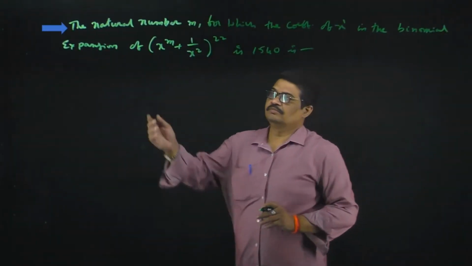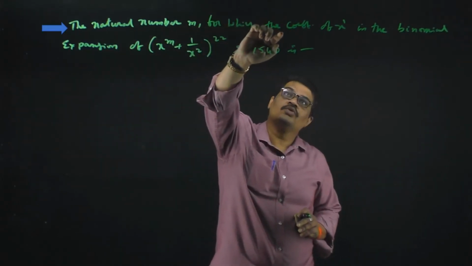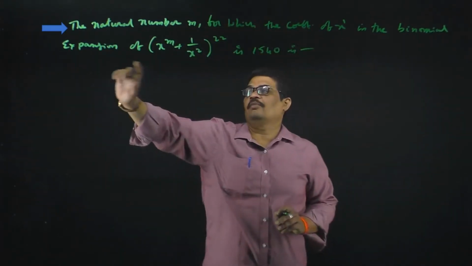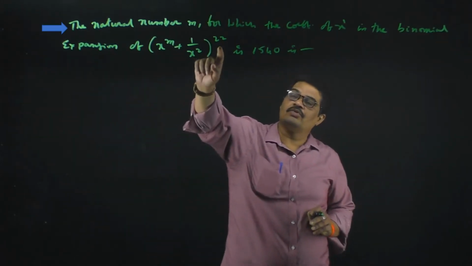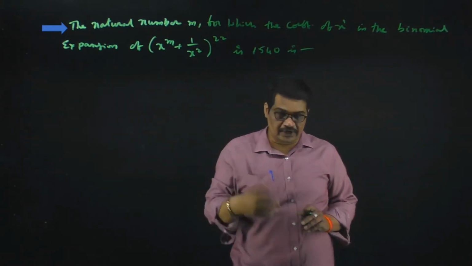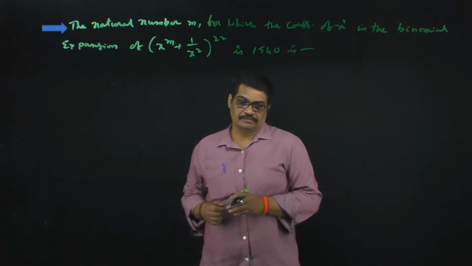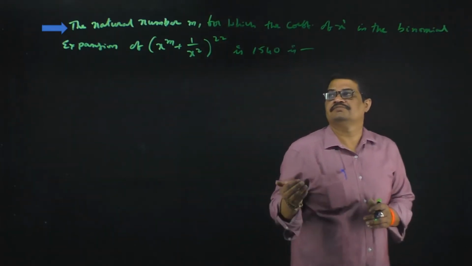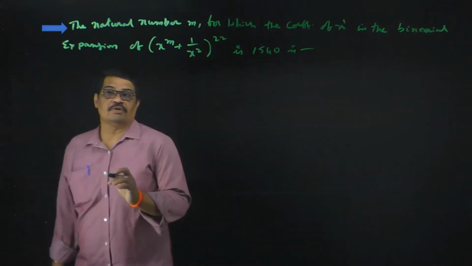See the problem. The natural number m for which the coefficient of x in the binomial expansion of (x^m + 1/x^2)^22 is 1540. We have to find the value of m. The given expression is x to the power of m plus 1 by x square.